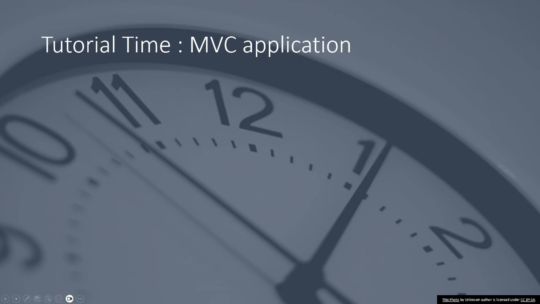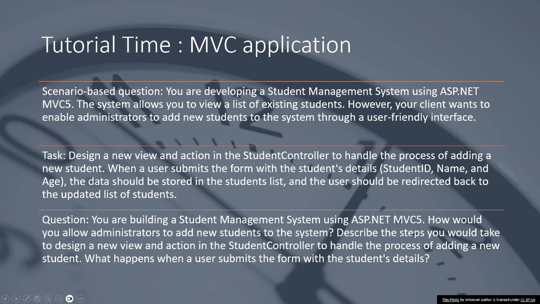Alright then, so let's get started. We're going to first read the scenario-based question. So what does it say? You're developing a student management system using ASP.NET's MVC5. The system allows you to view a list of existing students. However, your client wants to enable administrators to add new students to the system through a user-friendly interface.